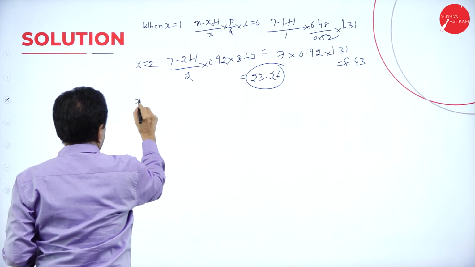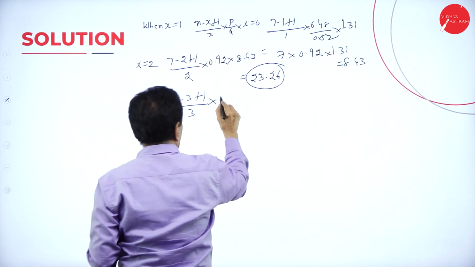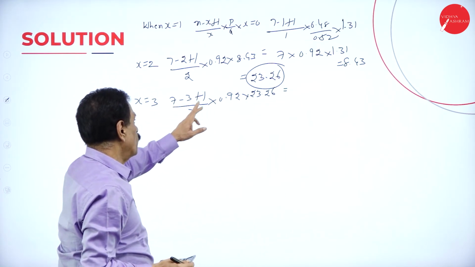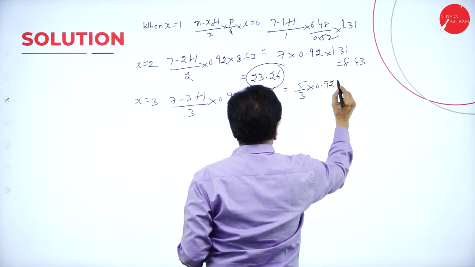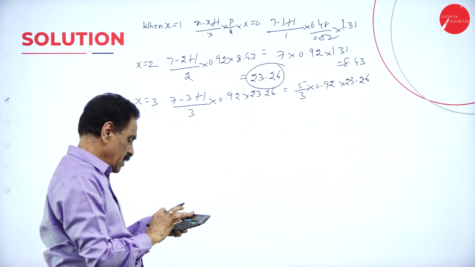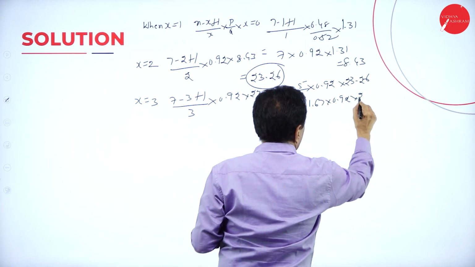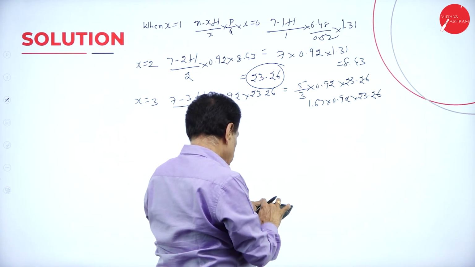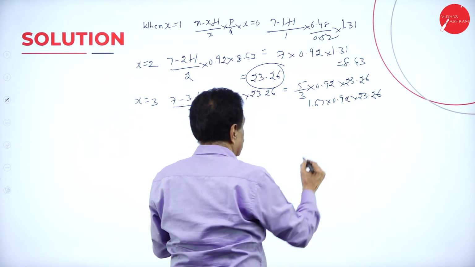Then, when x is equal to 3, 7 minus 3 plus 1 divided by 3 into 0.92 into 23.26. 7 minus 3 is 4, 4 plus 1 is 5. 5 divided by 3, 1.67 into 0.92 into 23.26 is 35.73.